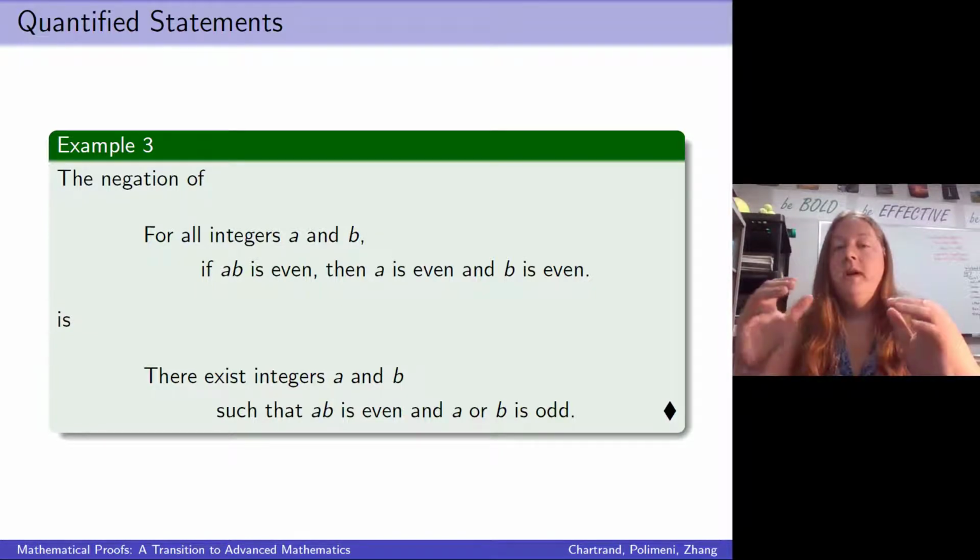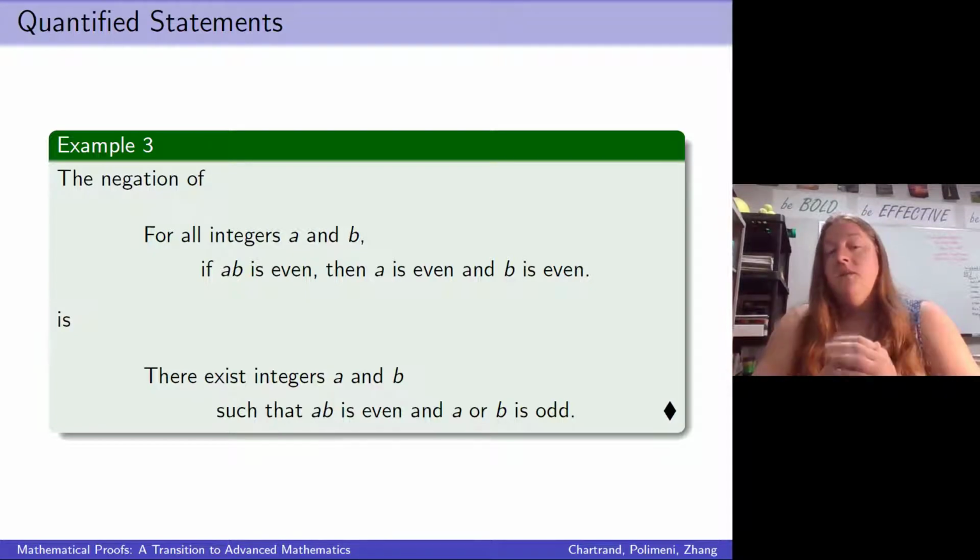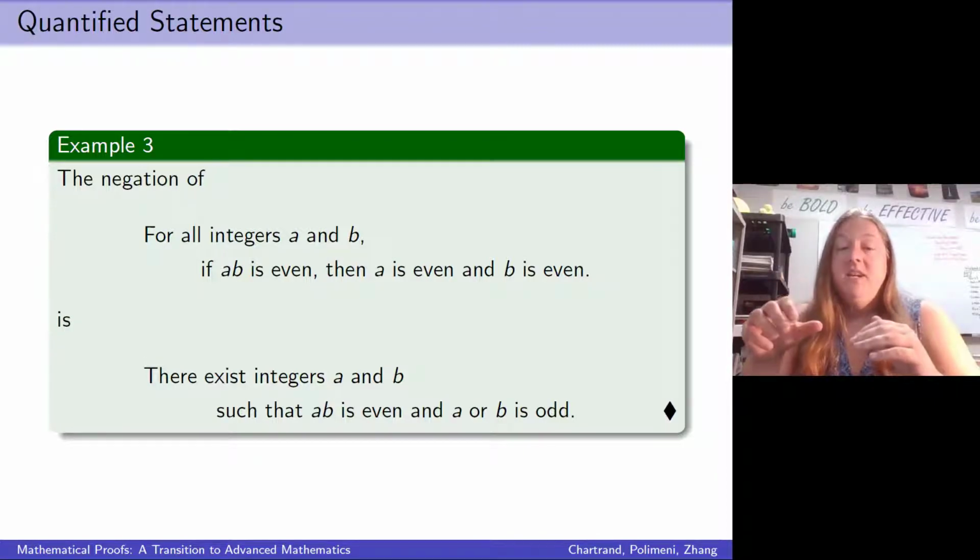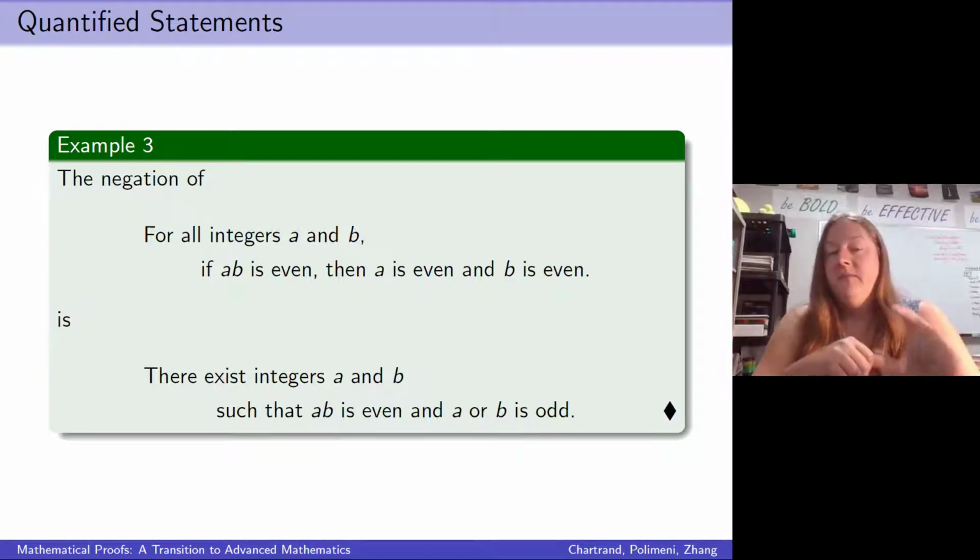And then we have our open sentence, but we have to negate it. So we're going to negate our open sentence from before. Negating that implication with a conjunction ends up giving us a conjunction with a disjunction. All right, so we're going to have a times b is still even.